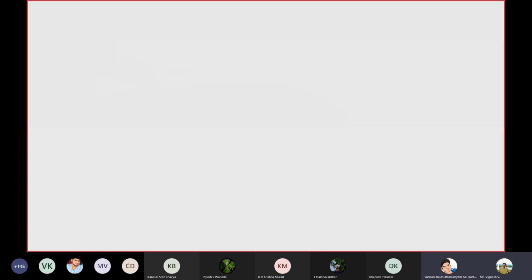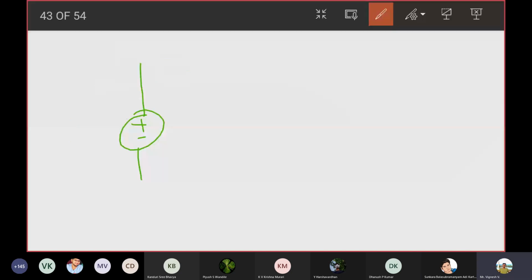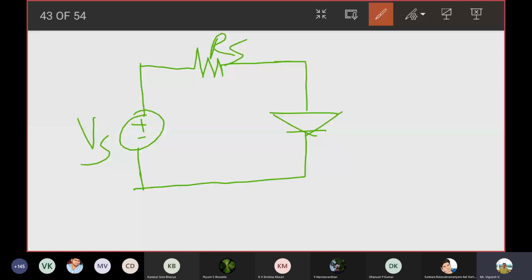Let me ask you a question. Why do you put this RS in series with the PN junction diode? Can anyone tell? You have VS and RS. Why do you put this RS in series with the PN junction diode? Same current should flow through it. So what if you don't put this RS? What is the role of the RS?